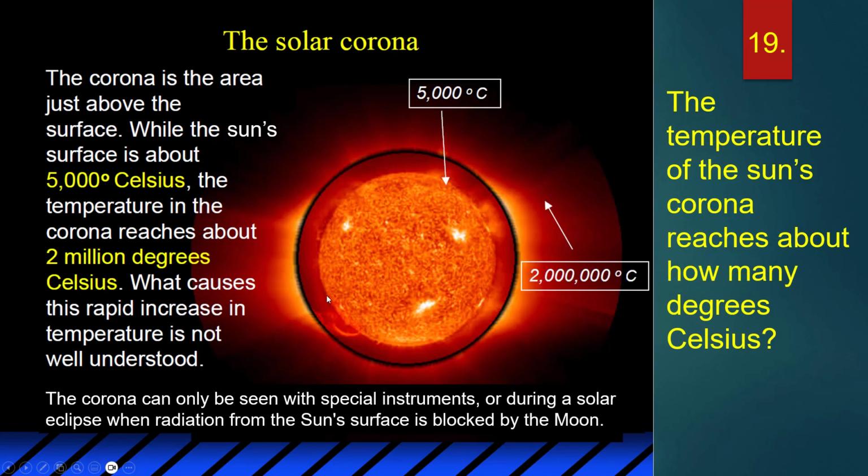The solar corona. The corona is the area just above the surface. While the Sun's surface is about 5,000 degrees Celsius, the temperature in the corona reaches about 2 million degrees Celsius. What causes this rapid increase in temperature is not well understood. The corona can only be seen with special instruments or during a solar eclipse, when radiation from the Sun's surface is blocked by the Moon. Question 19. The temperature of the Sun's corona reaches about how many degrees Celsius?